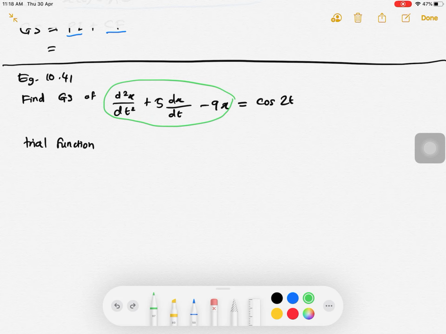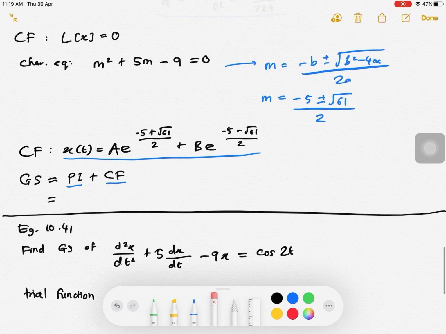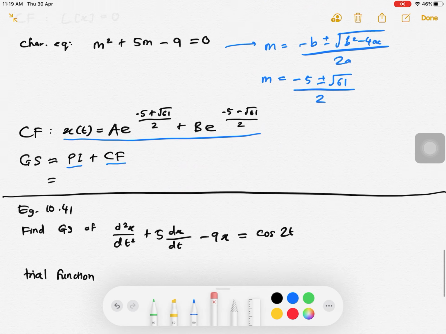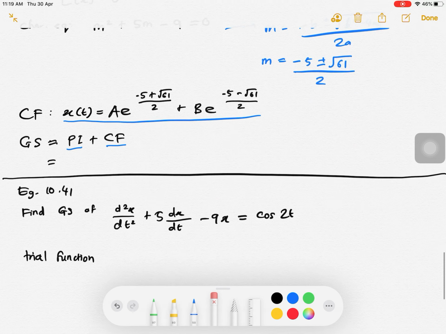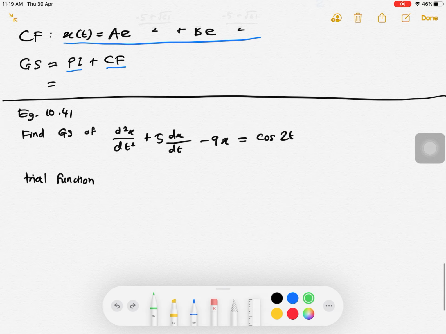Since we know the left hand side is the same, we can use the similar answer for the complementary function. Yes, the complementary function, exactly. So we can use the complementary function equal to this one. You need to bear that in mind.